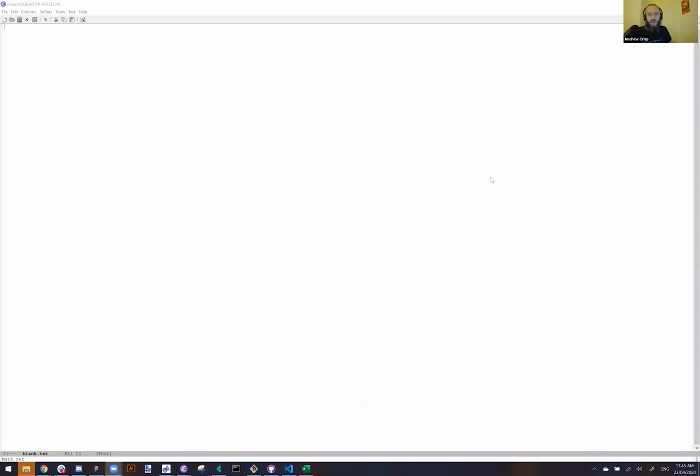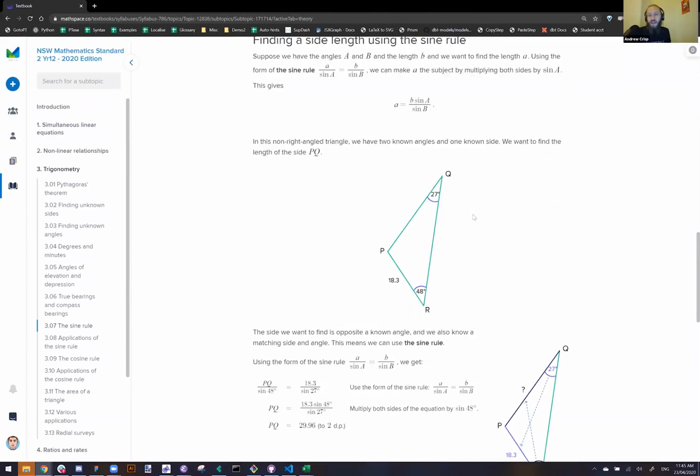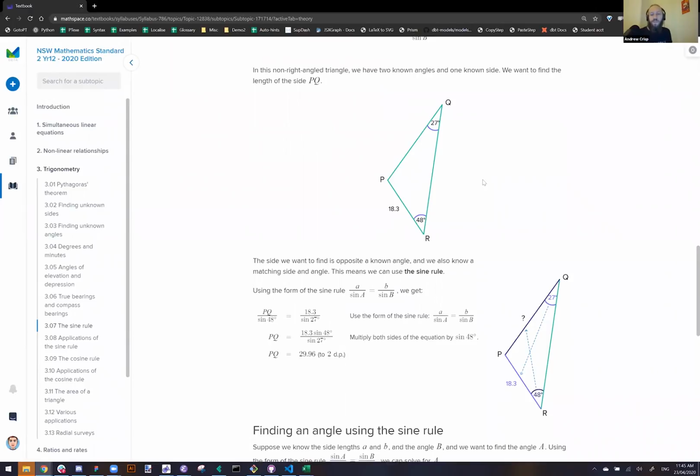Okay, so let's go back to this question here. This is a nice worked example. And I'm just going to get my pen out here. So we're in a situation where, first of all, I can tell that this is not a right angled triangle. It looks all wonky. So we can't use SOHCAHTOA. SOHCAHTOA needs a hypotenuse, and there's no hypotenuse here.